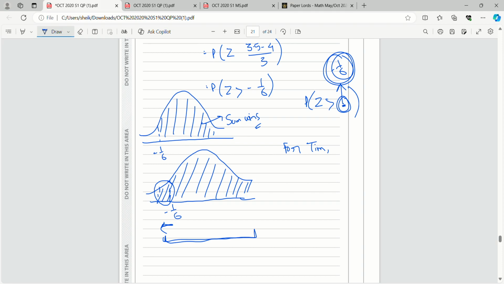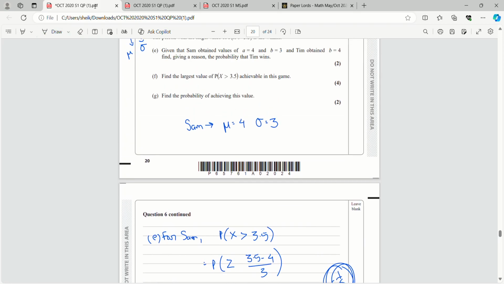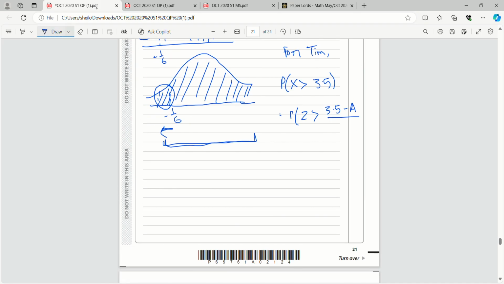One more time, the probability distribution will look like this: P(Z greater than a value). This value must be smaller than minus 1 over 6, because if it's smaller, it sets behind minus 1 over 6, allowing Tim more probability to win. Alright, so for Tim, again, P(X greater than 3.5). So for Tim, that's going to be P(Z greater than (3.5 minus A) over, I forgot, so his B value was 4. Okay, so 4.